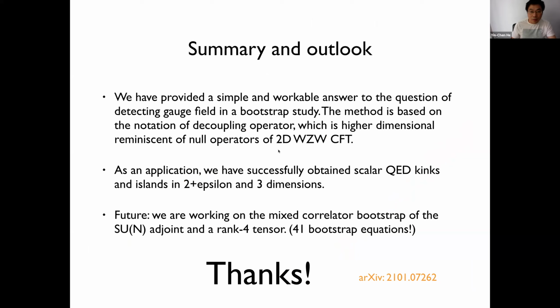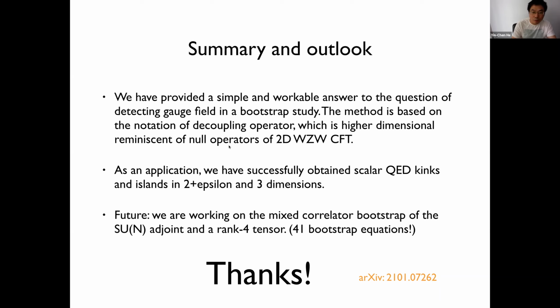Okay, so let me summarize. We have provided a very simple and workable answer about how to detect gauge group in a bootstrap study. The method is based on a very simple phenomenological observation that we will call the decoupling operator. And I think at least at the phenomenological level, it's a higher dimensional reminiscent of null operators in 2D Wess-Zumino-Witten theory. I don't know whether there is something deeper theoretical to explore, but at the practical level, we can just use this to bootstrap critical gauge theories, to distinguish gauge group.